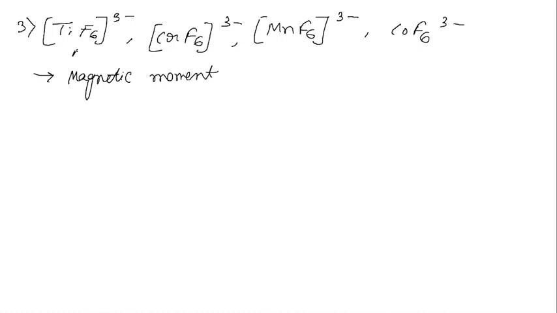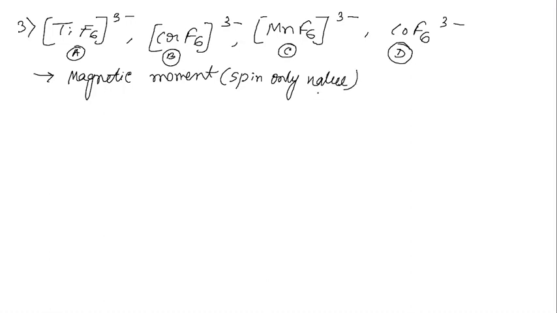We have the complexes A, B, C, and D, and we have to arrange them in ascending order of magnetic moment, only the spin only value. Here we don't have to consider any orbital contribution. Only the spin contribution we have to calculate.